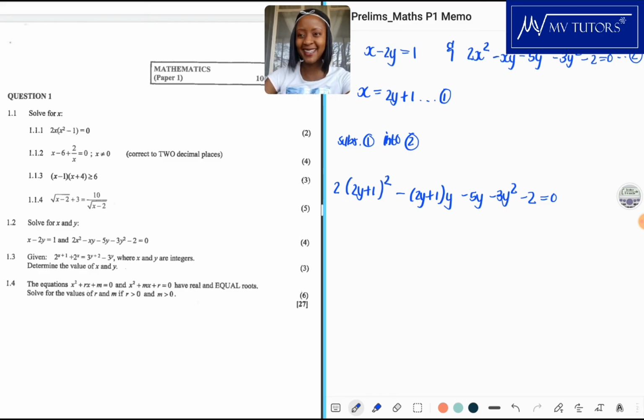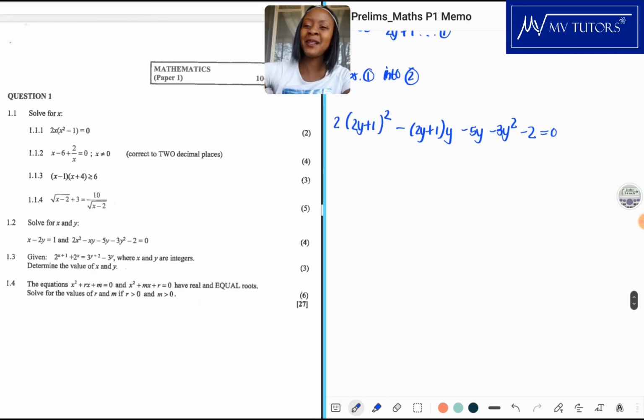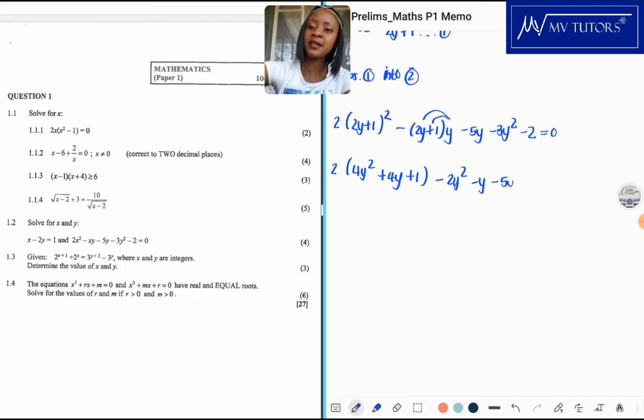Okay, things are fitting. All right, now let's multiply out this bracket. So we have 2, and then that will be 4y squared. 2y times 1 is 2y, plus 2y, that will be 4y. So plus 4y, and then plus 1. If I multiply the y inside here, I will get negative 2y squared minus y minus 5y minus 3y squared minus 2 is equal to 0.